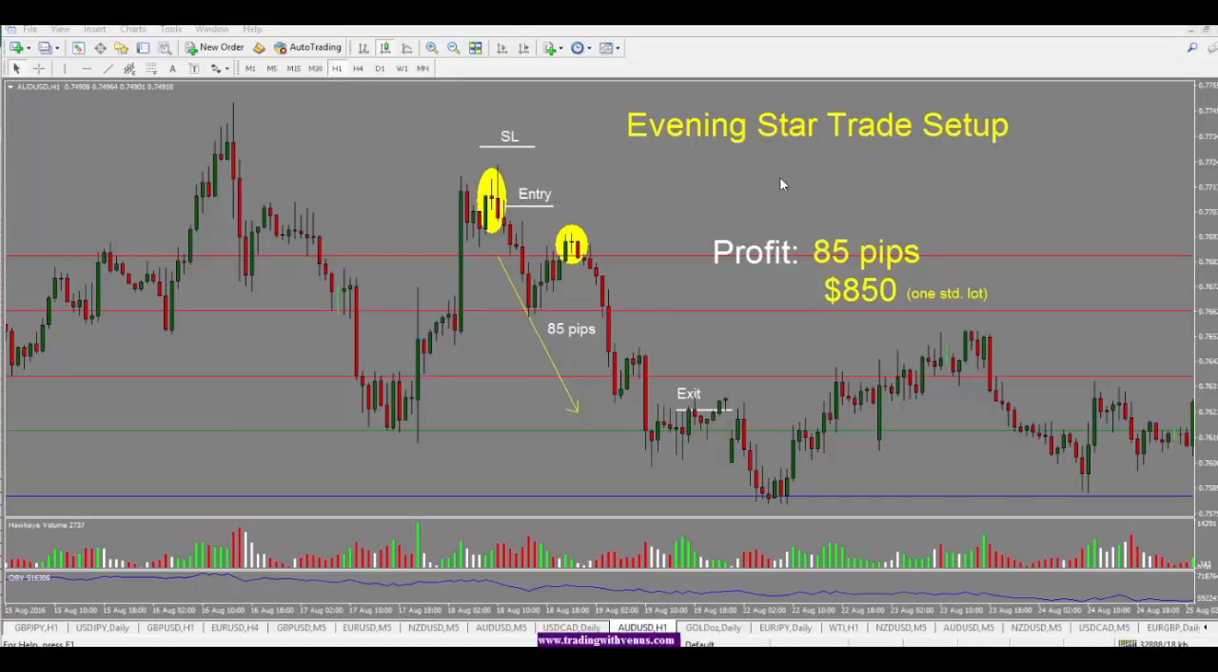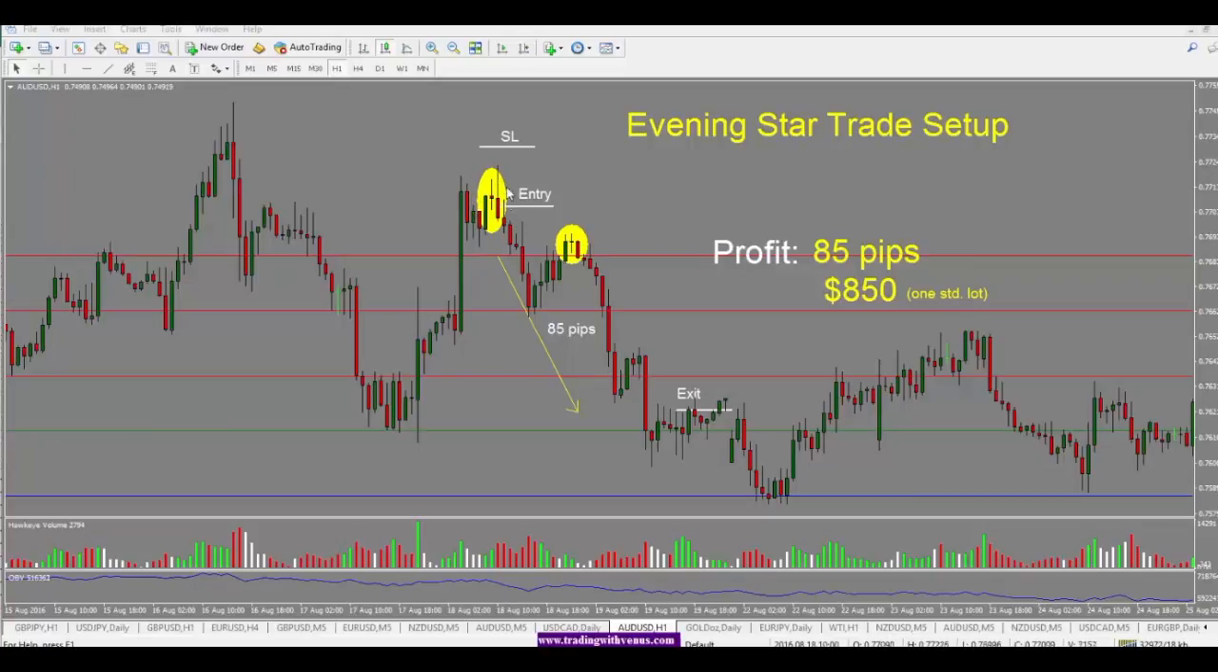We're looking at the evening star trade setup here. This is the Aussie US dollar 1 hour chart. An evening star is a reversal formation, and generally we see a bullish candle and then some sort of a doji in the middle and a bearish candle. And this is our evening star pattern here. Evening star is a bearish reversal pattern, so it's generally formed at the top of an uptrend.